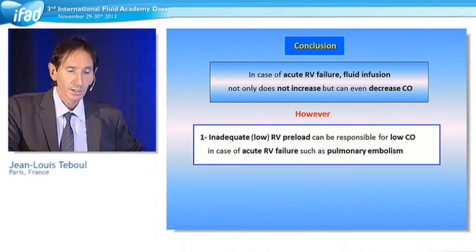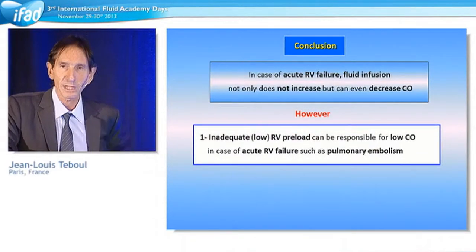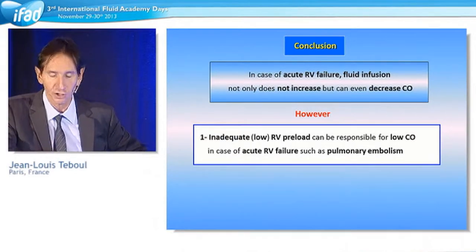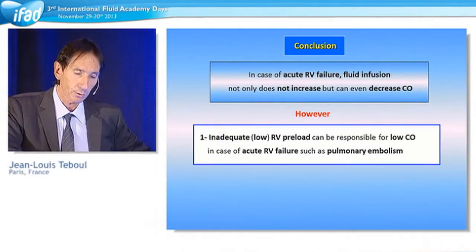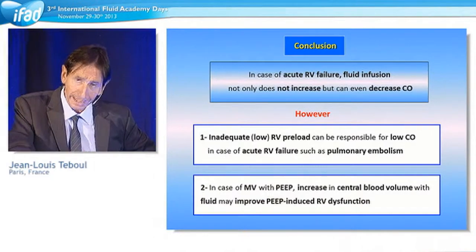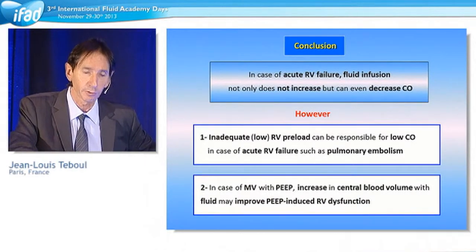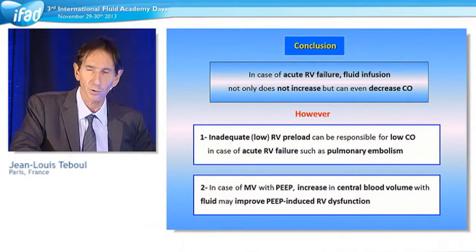However, low preload can be responsible for low cardiac output in case of acute right ventricular failure, such as pulmonary embolism, and also in case of mechanical ventilation with PEEP, an increase in central blood volume with fluid may improve PEEP-induced right ventricular dysfunction.